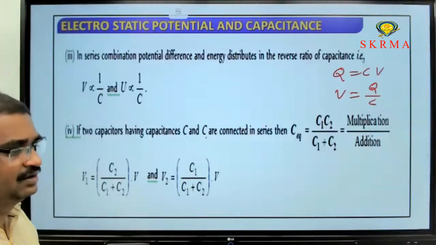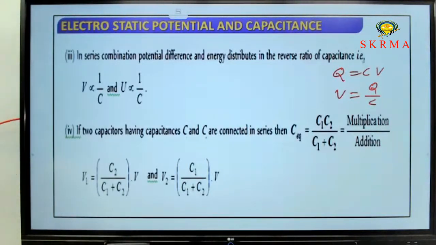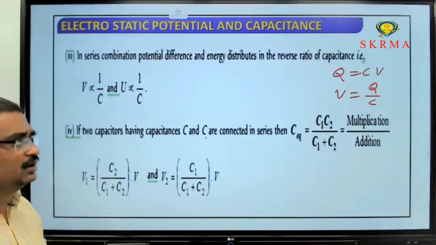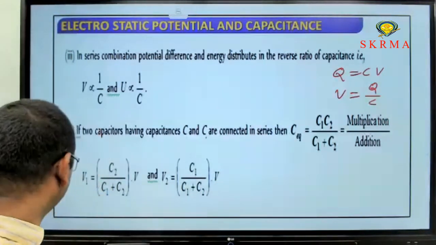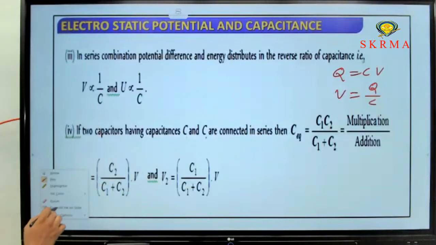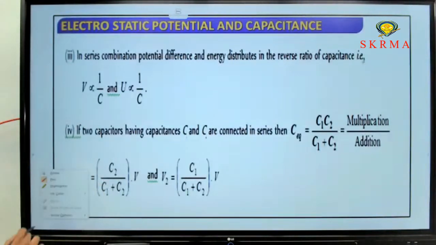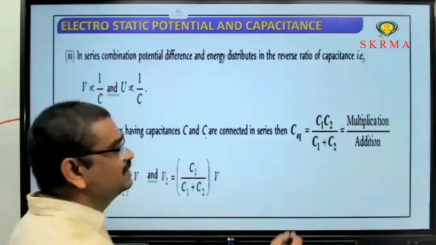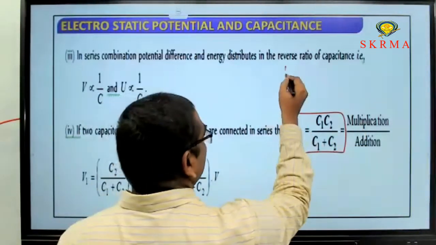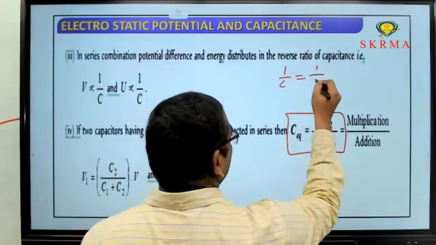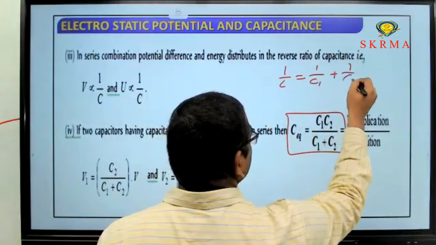Is this clear? Next one, just assume that two capacitors are connected in series. What is the equivalent capacitance? For two capacitors, equivalent capacitance can be written as C1 C2 by C1 plus C2. How am I writing this? From the basic equation, 1 by C equal to 1 by C1 plus 1 by C2.